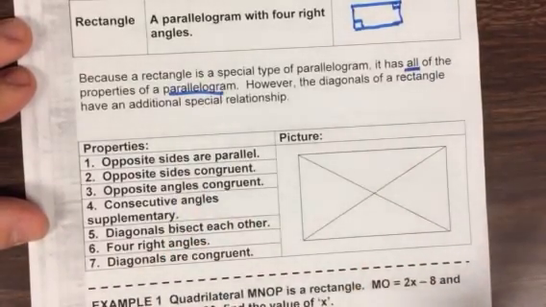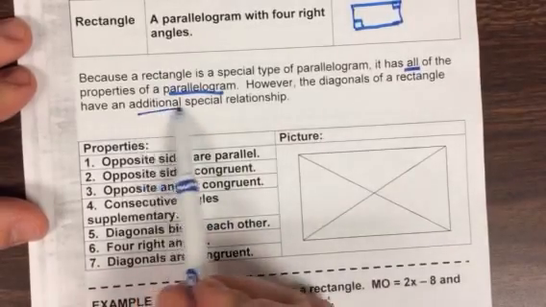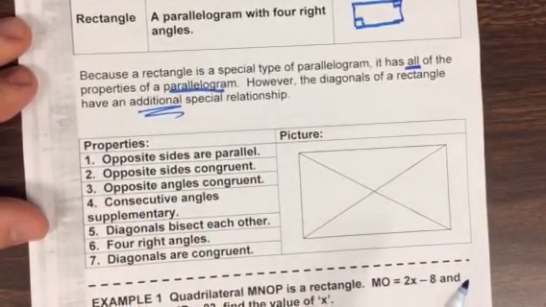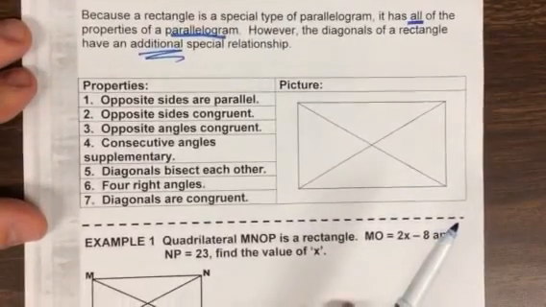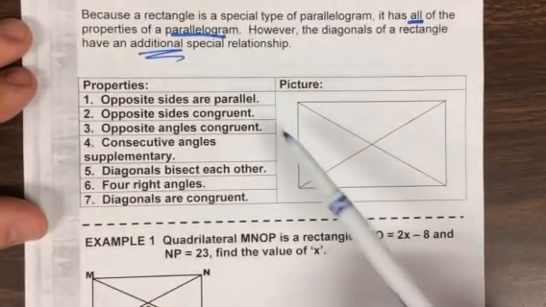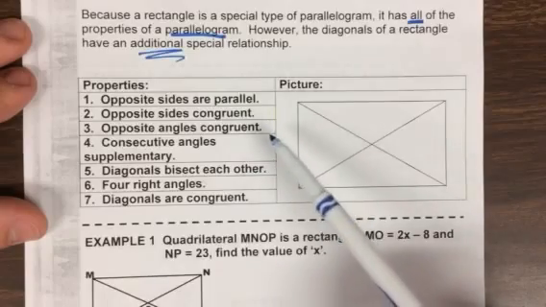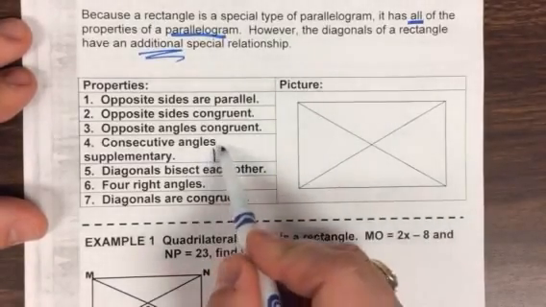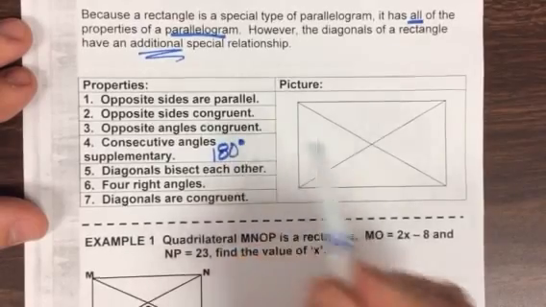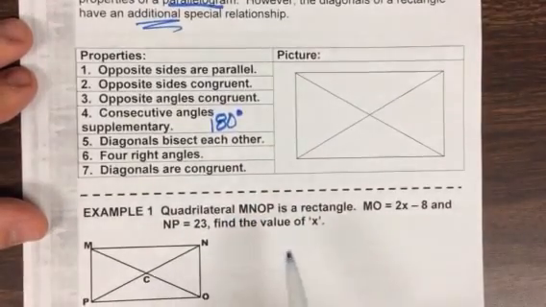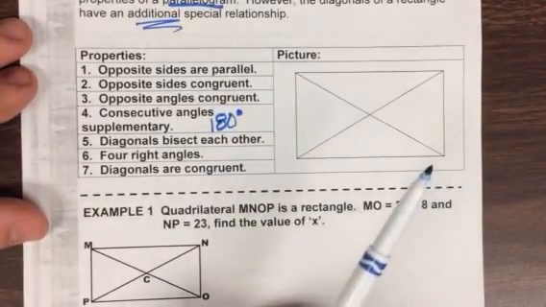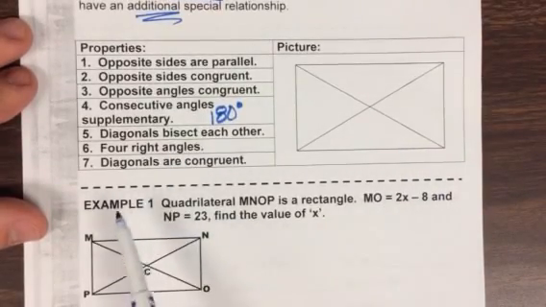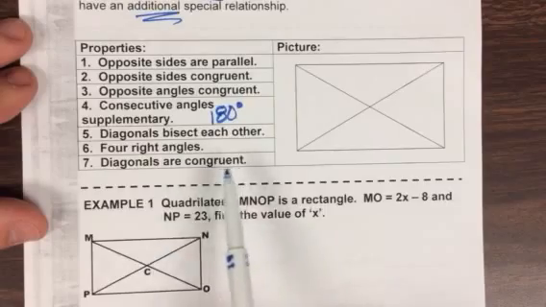However, the diagonals of a rectangle have additional special relationships. So, we know that numbers 1 through 5 on our properties have not changed. Opposite sides are still parallel. Opposite sides are still congruent. Opposite angles are congruent. Consecutive angles are still supplementary, which means that they add up to 180 degrees, and diagonals still bisect each other. The additional things that we know is that all four angles are right angles, and we know that the diagonals are congruent.